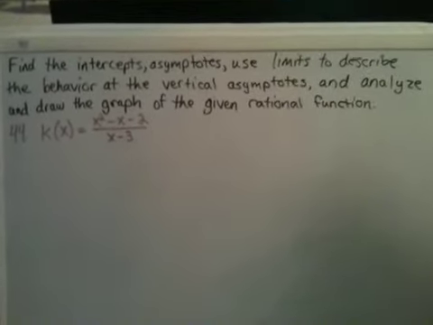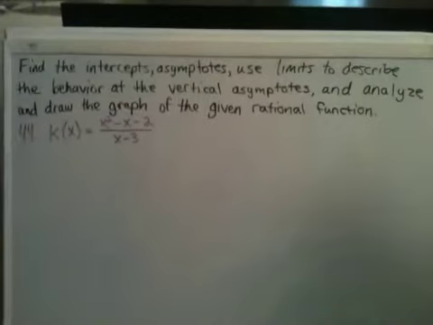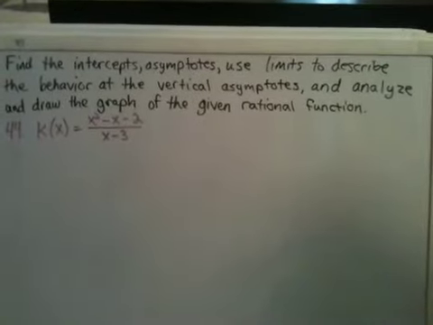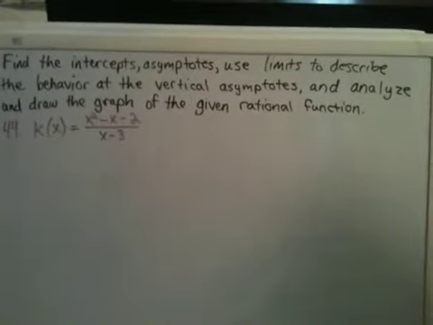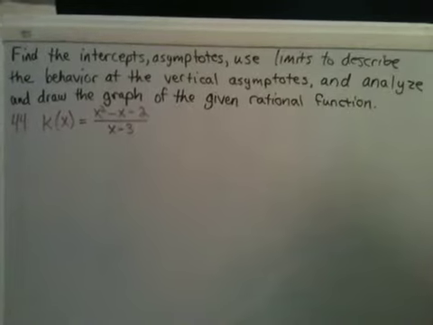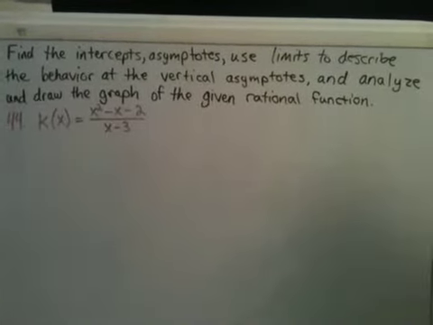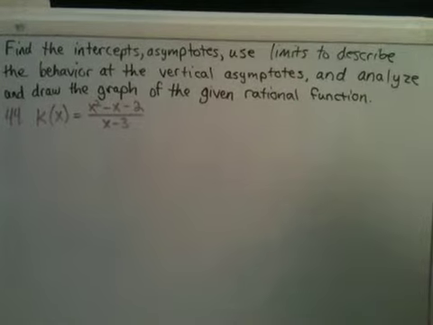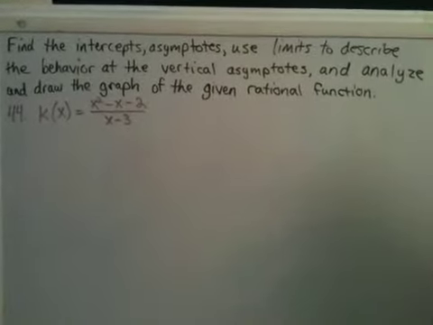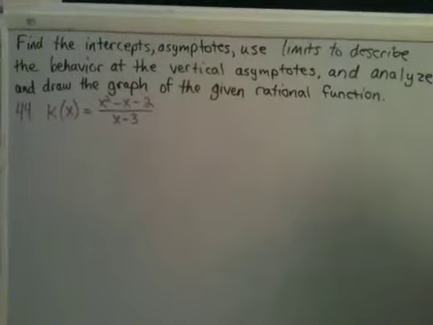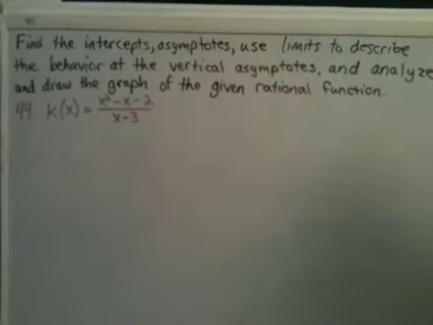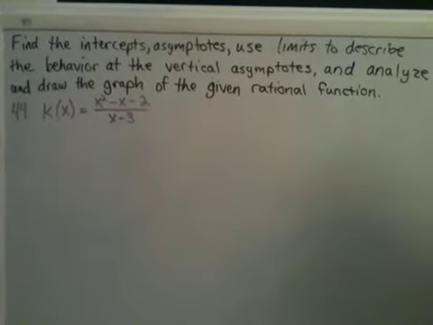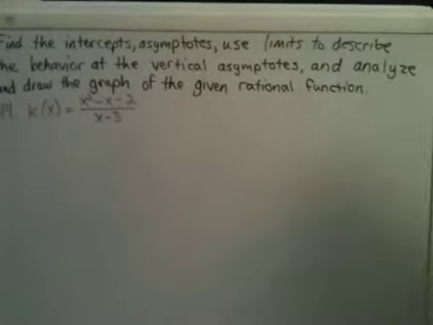Alright, let's look at a problem which will end up having a slant asymptote. This is number 44, and the instructions tell us to find the intercepts, asymptotes, use limits to describe the behavior of the vertical asymptotes, and analyze and draw the graph of the given rational function. So we have k of x equals x squared minus x minus 2 over x minus 3.